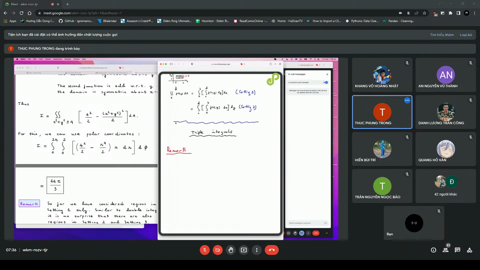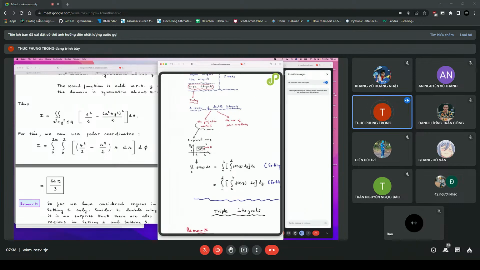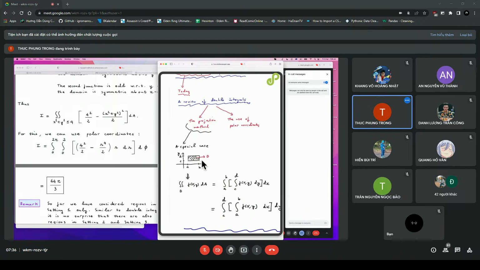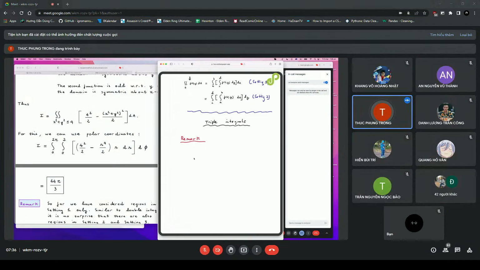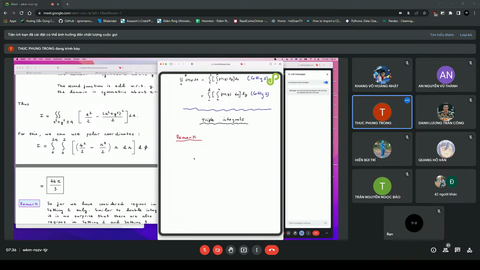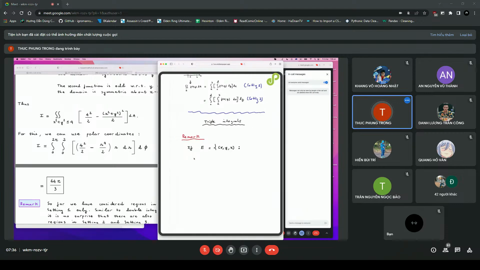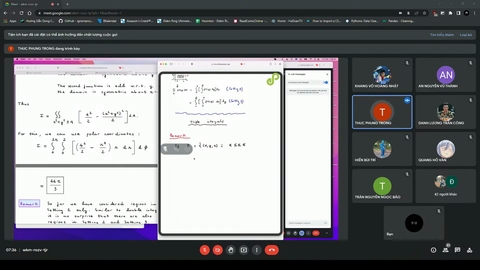Similar to this remark in double integrals, this time I would like to consider the simplest case, when we have a rectangular solid. What happens then? Let's say E is like this, so it's a rectangular solid.